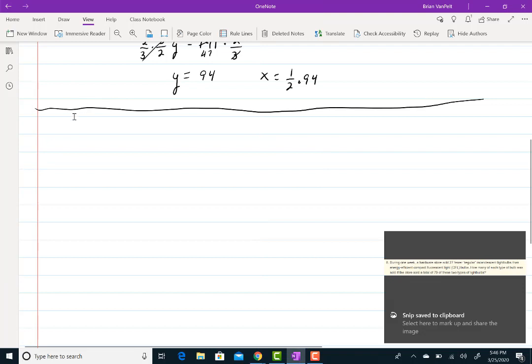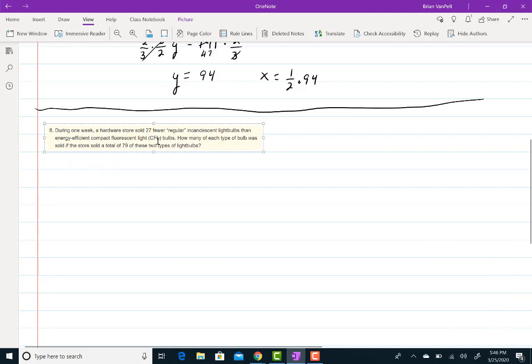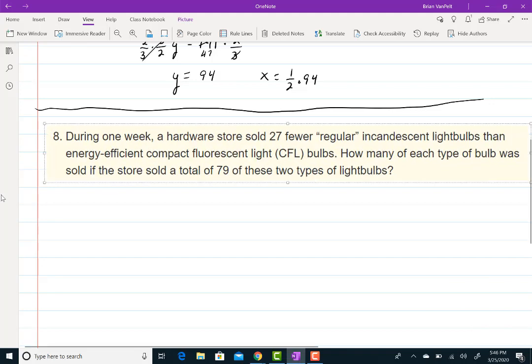Every time I copy, my thing reminds me that I'm copying, but it's okay. Let's go ahead and make this bigger. And let's see what we have here. We have a hardware store, and it looks like they've sold the regular incandescent light bulbs and then the energy efficient compact fluorescent light bulbs. So how many of each type was sold if they sold a total of 279 of them?